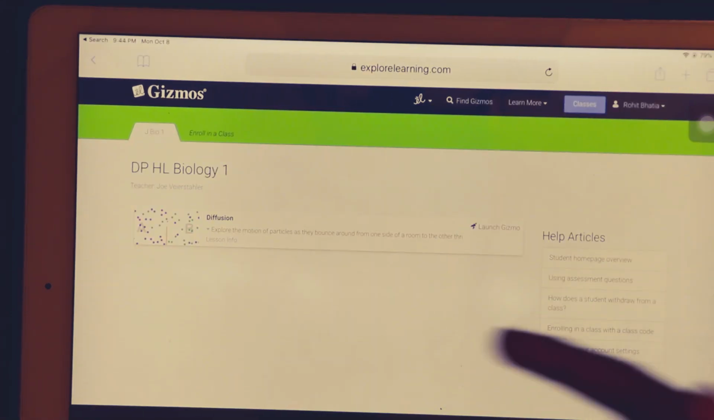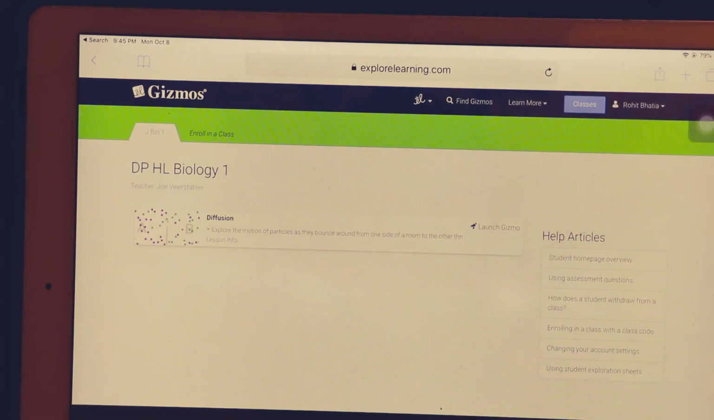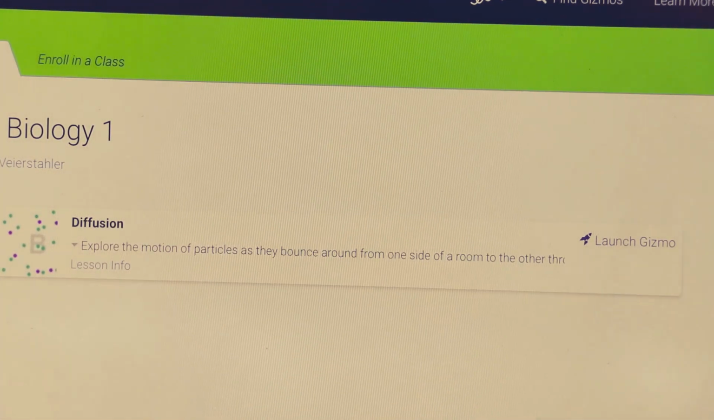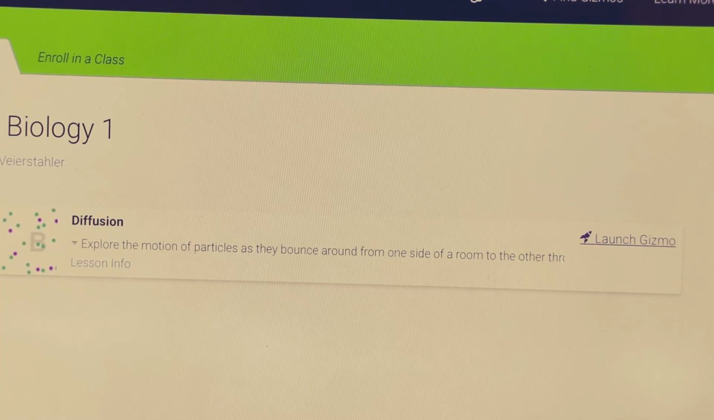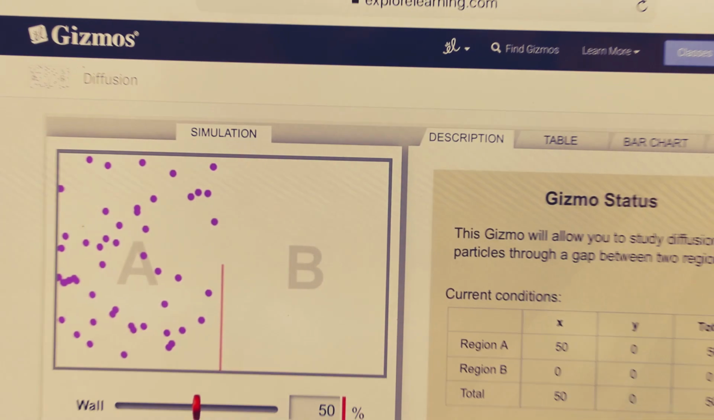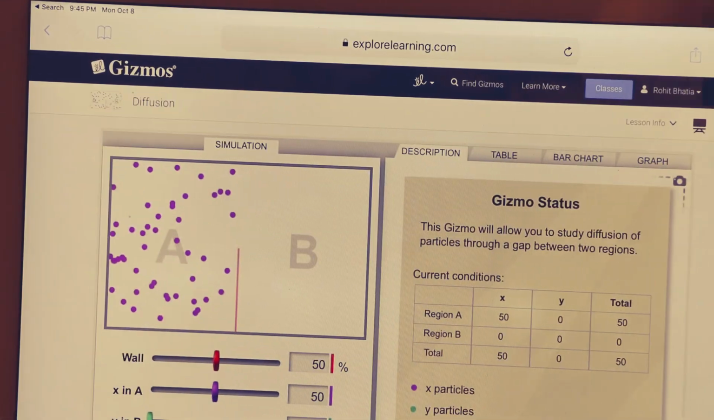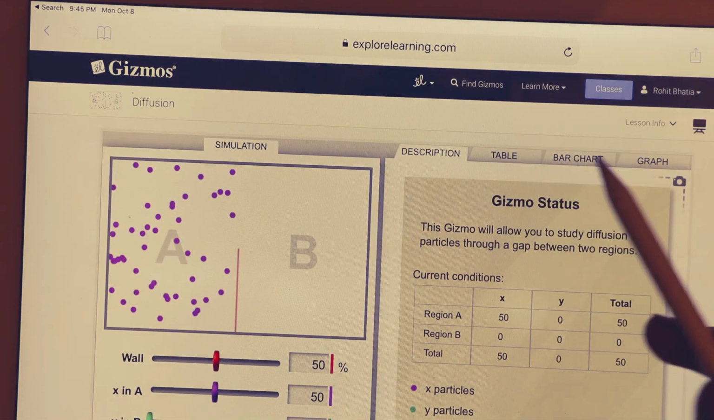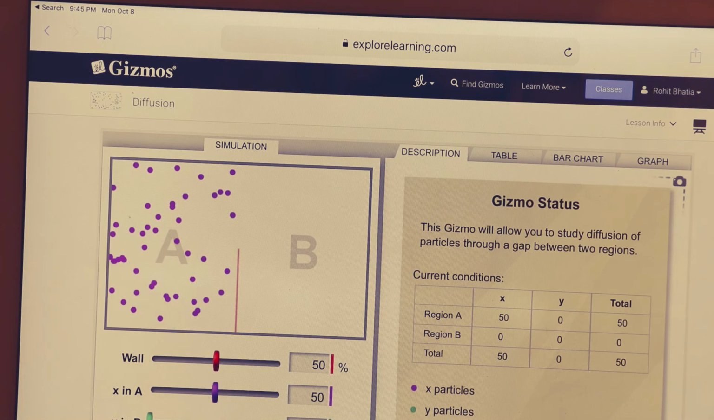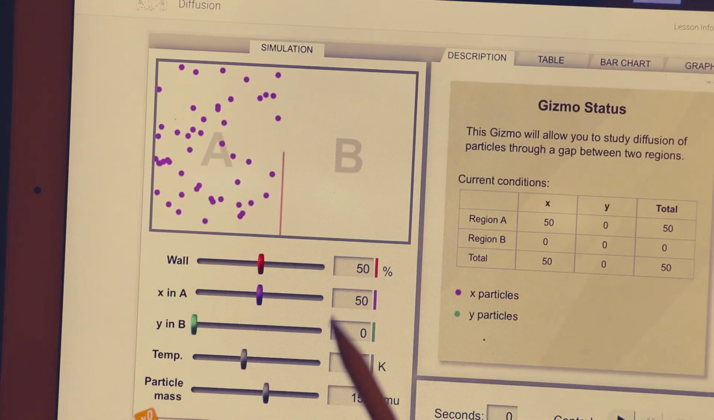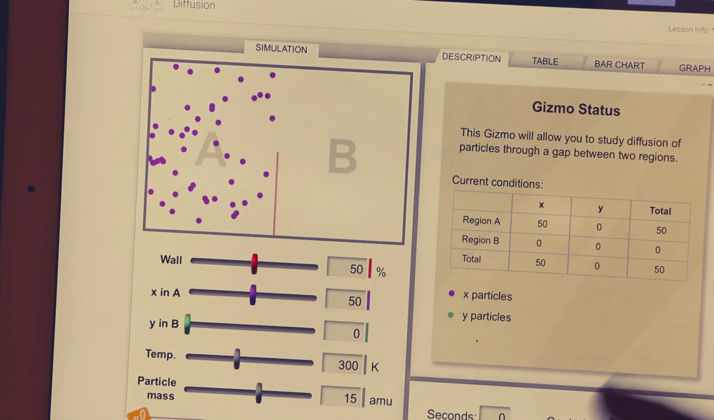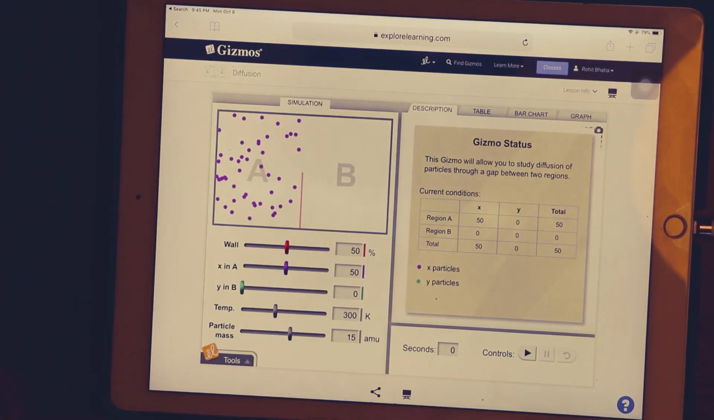Once you're logged in, you should already see right here, it should say Bio Diffusion, and then launch gizmo. And then this gizmo should be launched. You see multiple things here. You see description, table, bar chart, and the graph. And then all these weird, wacky lines here that you can change if you want. Now, once you have this all set, just set it aside for a minute. Don't really need it.